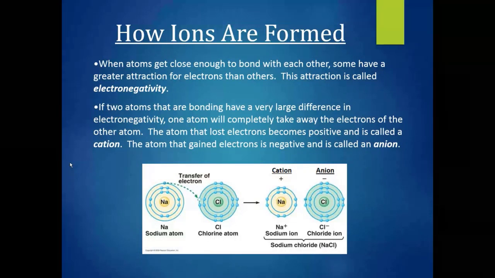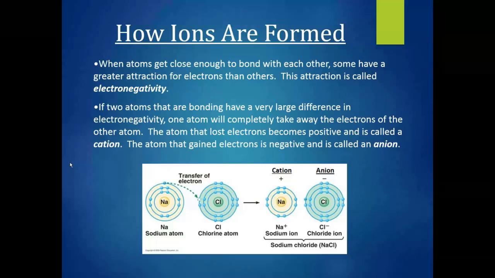The atom that loses an electron becomes positive and is called a cation because electrons are negatively charged, right? So if you lose your negative attitude, you become a positive person. Losing a negative, you become positive. An atom that gains an electron is negative, and that would be called an anion.